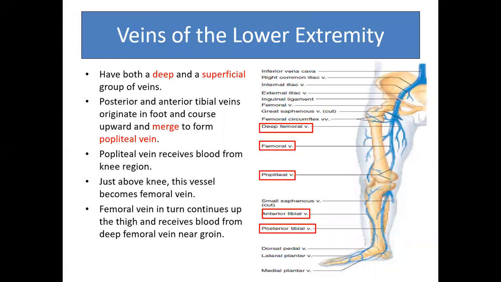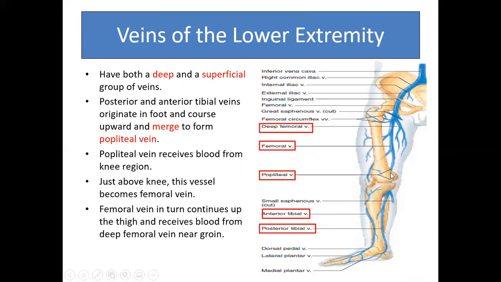For the veins of the lower extremity, we also have two systems: the deep system and the superficial system. The posterior and anterior tibial veins originate in the foot. From this picture, this is the posterior tibial vein and this is the anterior tibial vein. They originate in the foot, go upward, and merge to form the popliteal vein.